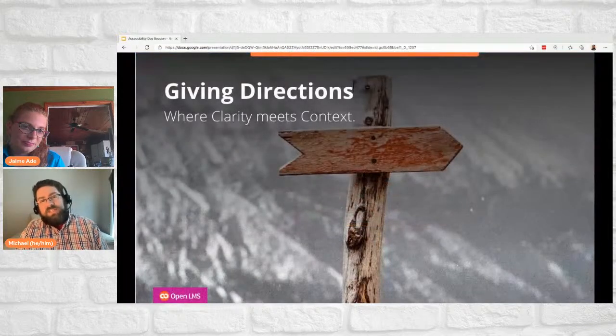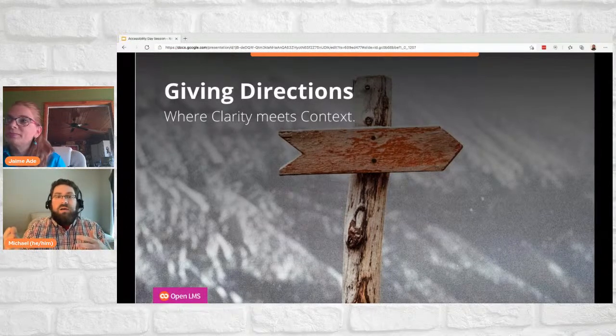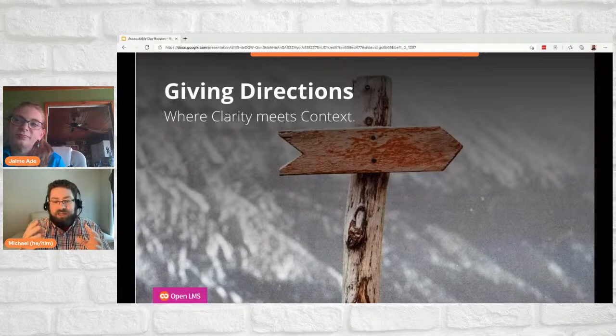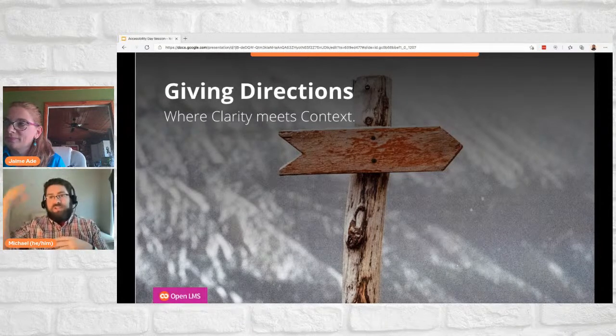Clarity also comes down to areas like giving directions to learners. This is where clarity and context start to meet. In fact, a lot of these characteristics work really well together. They don't just exist in a silo. So I'm just trying to give more extreme examples here.